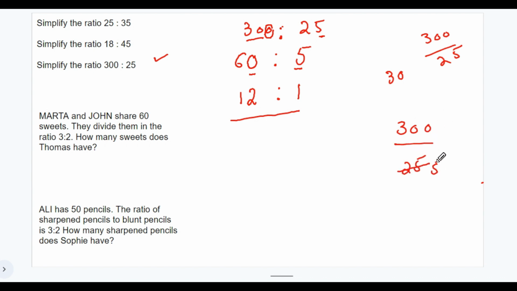Look, 5 times 5 is 25 and 5 times 6 is 30. 5 times 1 is 5 and 5 times 12 is 60. So 12 will be your answer. So when you write it in your ratio, you will write the top number first and the bottom number is 1. So you can write in this form when you are converting it into ratio. Okay, so this was an easier thing you can do yourself. Other questions. Now let's start doing the next question.